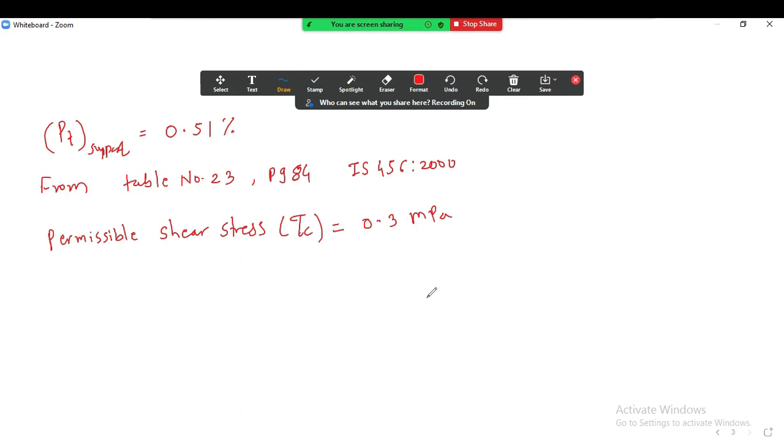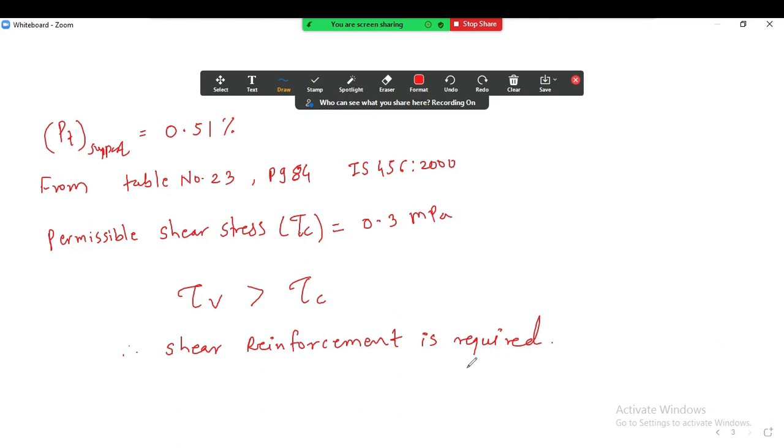मग या एक्सेस 0.5 मुळे काय होऊ शकतंय तर बीम फेल होऊ शकते. मग ह्याला जर आपल्याला फेल होऊ द्यायचं नसेल तर ह्या एक्सेस 0.5 जो शियर स्ट्रेस आहे ह्याला कोणीतरी रेजिस्ट करायला पाहिजे आणि ते रेजिस्ट कोण करतं तर स्टिरअप्स करते म्हणून आपण स्टिरअप्स प्रोव्हाइड करतो. Okay, so here I can write our developed shear stress tau v is greater than the permissible shear stress. So therefore, shear reinforcement is required.